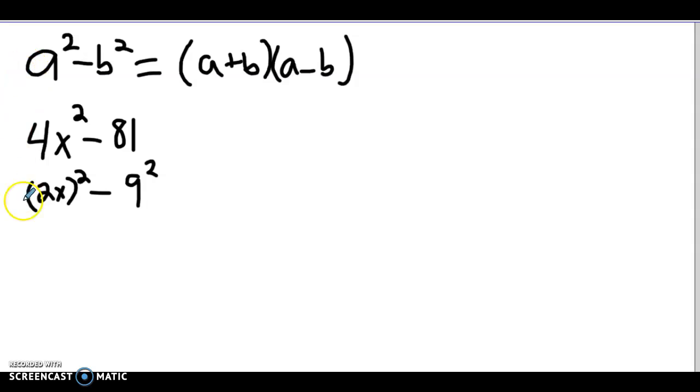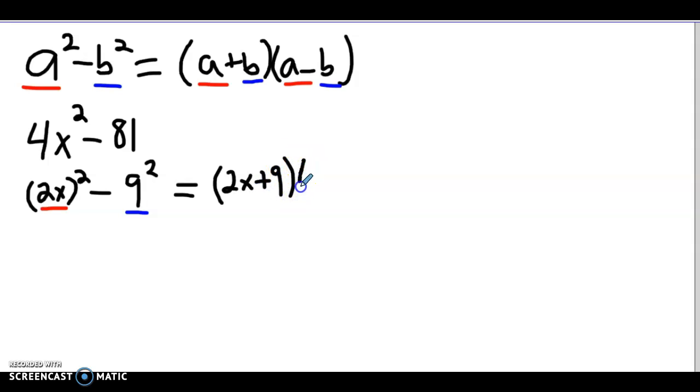So using this pattern, obviously you kind of see that a matches the 2x. So in my pattern where that a is, we're going to put a 2x. You also see b, that matches 9 now because I see something squared. That means these b's are going to be 9. So this quadratic would have factored to 2x plus 9 times 2x minus 9. And we did that pattern at the very end of first semester. And the ones you learned today are going to be very similar.